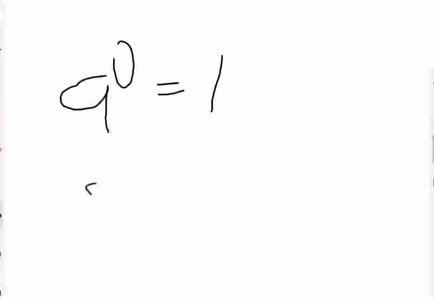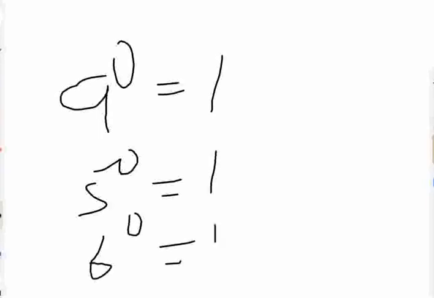And with this, we can say that a to the power of 0 is equal to 1, 5 to the power of 0 is equal to 1, 6 to the power of 0 is equal to 1, 100 to the power of 0 is equal to 1. Any number raised to the power of 0 is equal to 1.